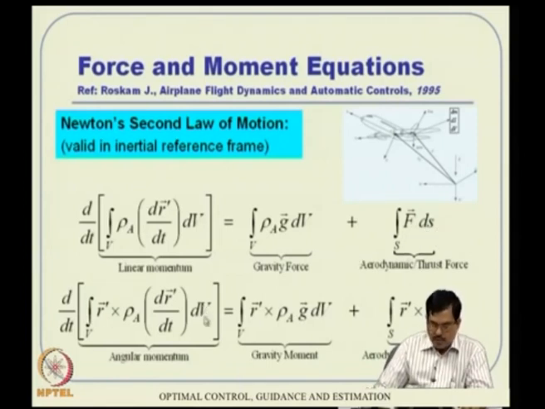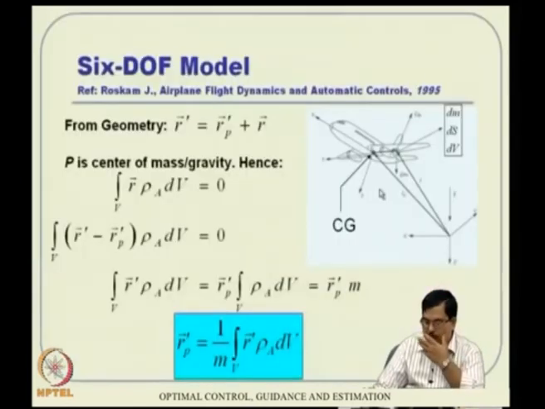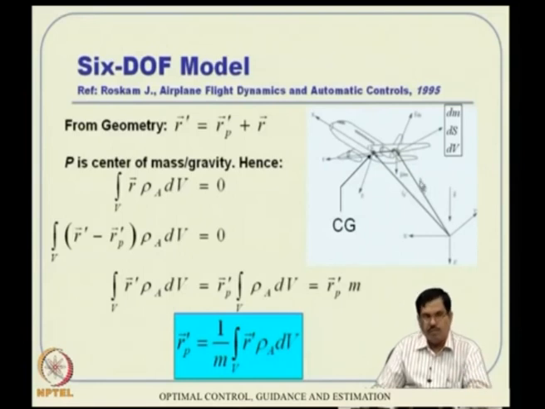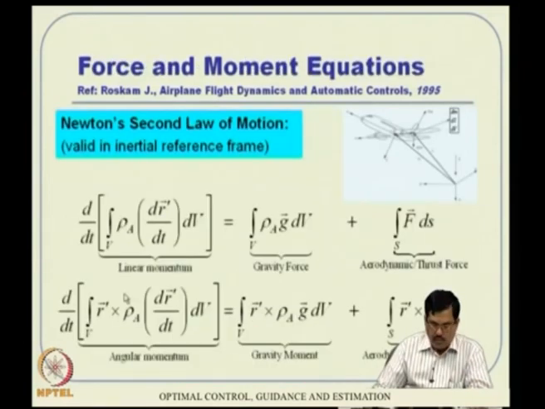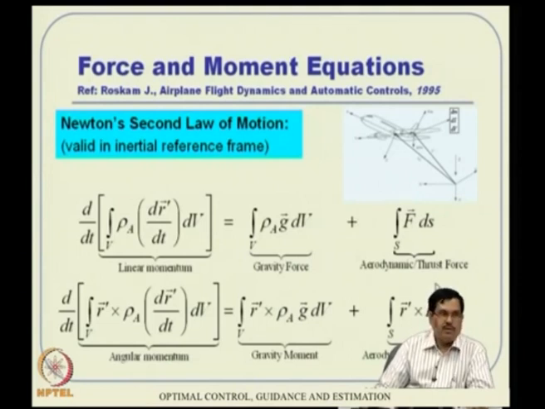And similarly, the rate of change of angular momentum has almost the same expression, but there is a cross product that you have to take with respect to r prime. Remember, that is your r prime. So the rate of change of the angular momentum is nothing but r prime cross whatever force you have. So the rate of change of angular momentum is equal to the moment generated due to gravity force and the moment generated due to thrust and aerodynamic forces.